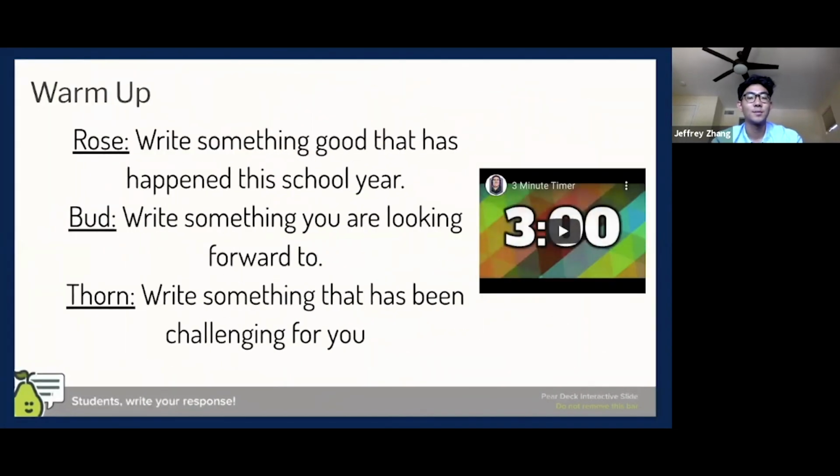So here are just some examples of mindfulness checks. For warm-ups, students could write things like Rose, Bud, Thorn, just to reflect on how things have been going, talking about the good things as well as challenging things. We might also do 3-minute or 5-minute meditation exercises just to calm students down and prepare them for the school day.